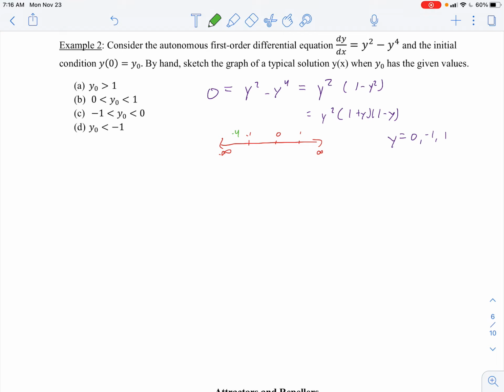If I put negative 4 into our differential equation in factored form, negative 4 squared is going to be positive. That one we can eliminate because it's always going to be positive. So we plug in negative 4 here: 1 plus negative 4 is negative, and then 1 minus negative 4 is positive. Because that's negative, we're going to be going down.